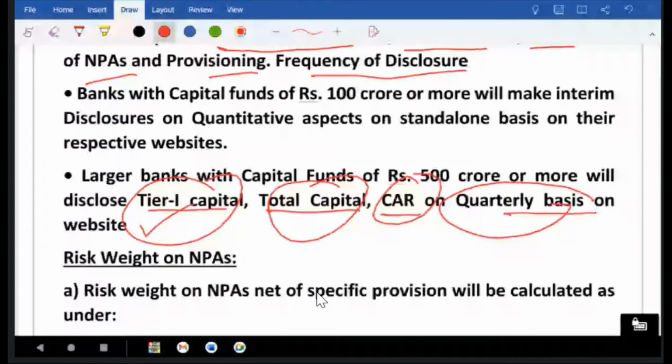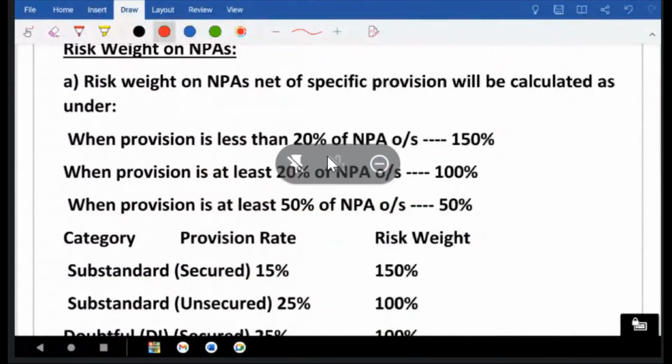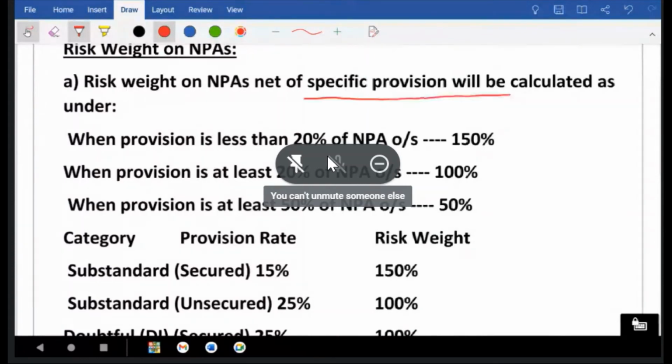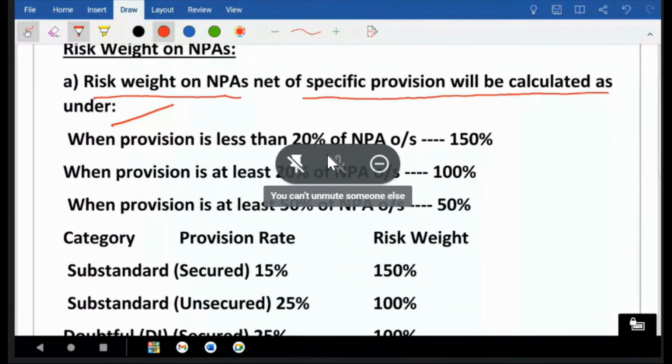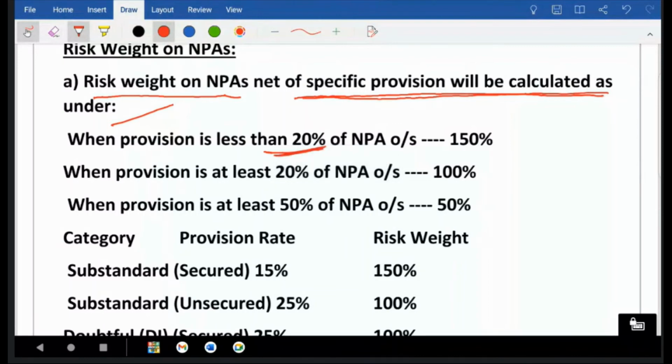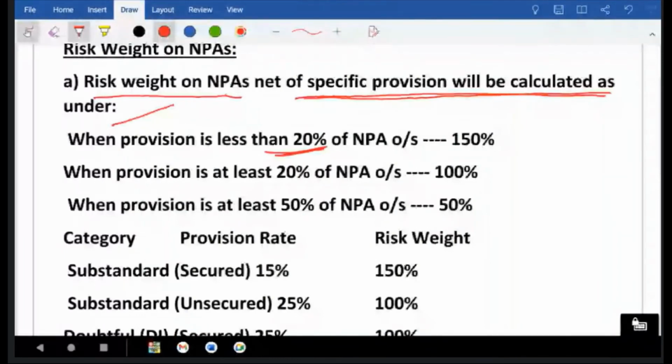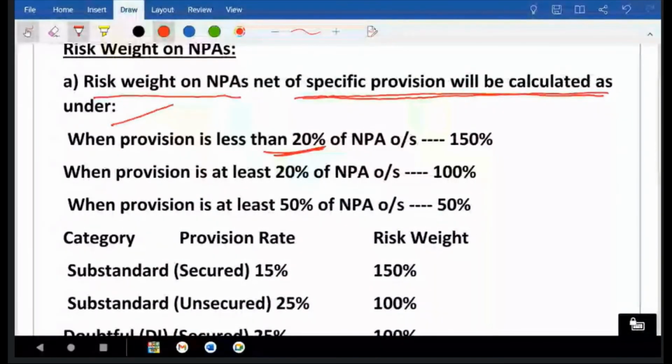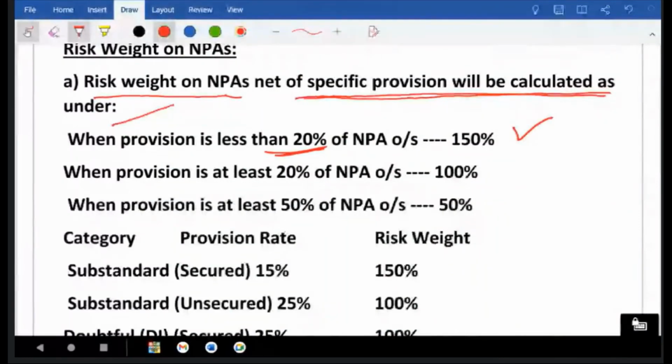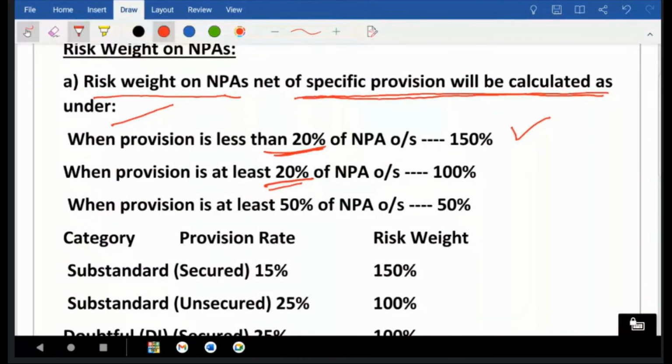NPA means non-performing assets. So risk weight on NPA net of specific provision will be calculated as follows. Nowadays banks are making provisions on NPA, so they have to calculate the risk weight. If provision is less than 20%, risk weight will be 150%. When provision is at least 20%, meaning more than 20, then 100%. At least 50, then 50%.